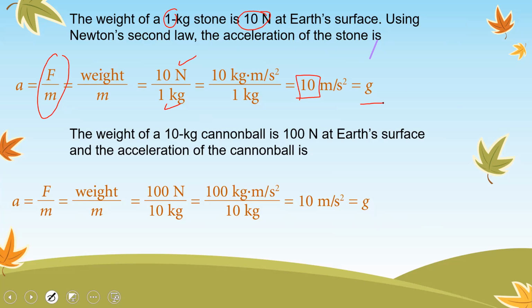And for the 10 kilogram mass, the force, which is 100, gives also 10, which is the gravity. So the acceleration of the stone will be the acceleration of the cannonball.